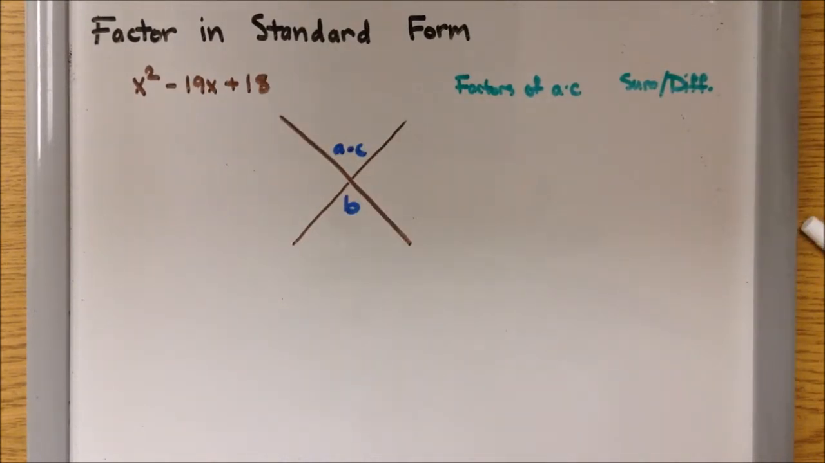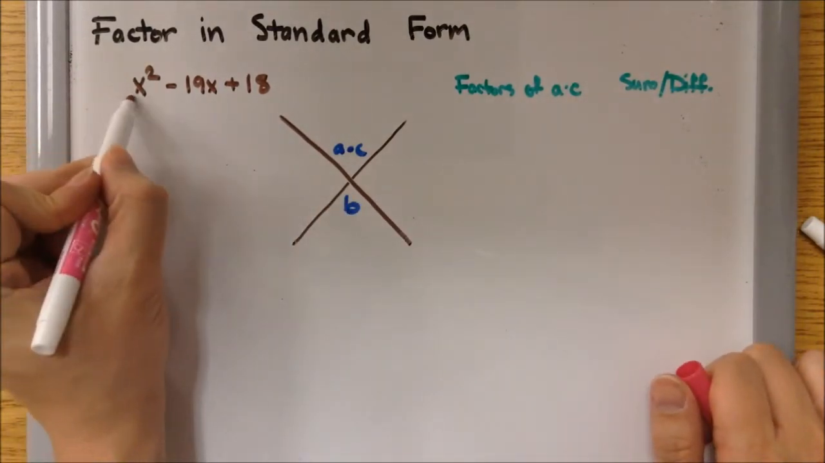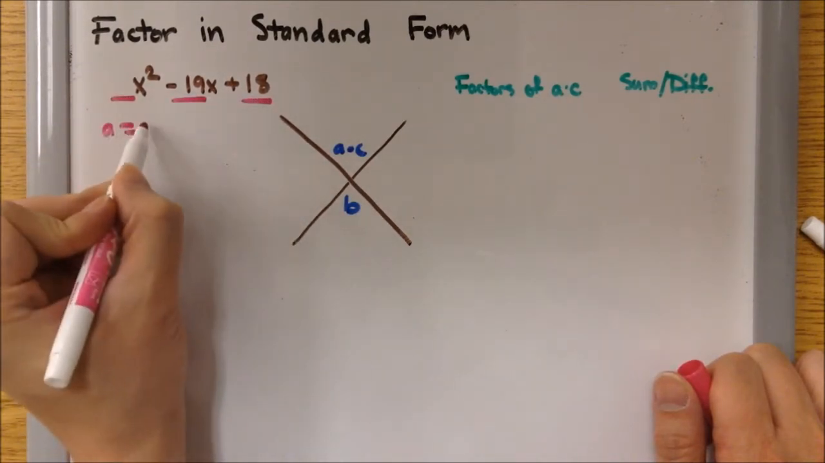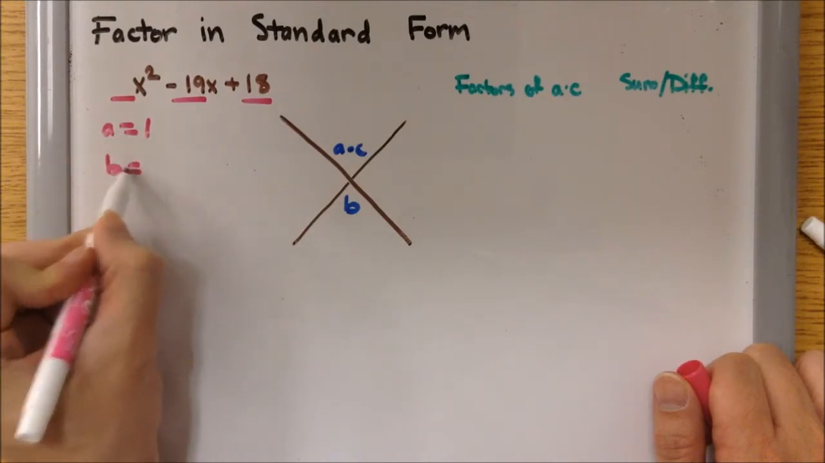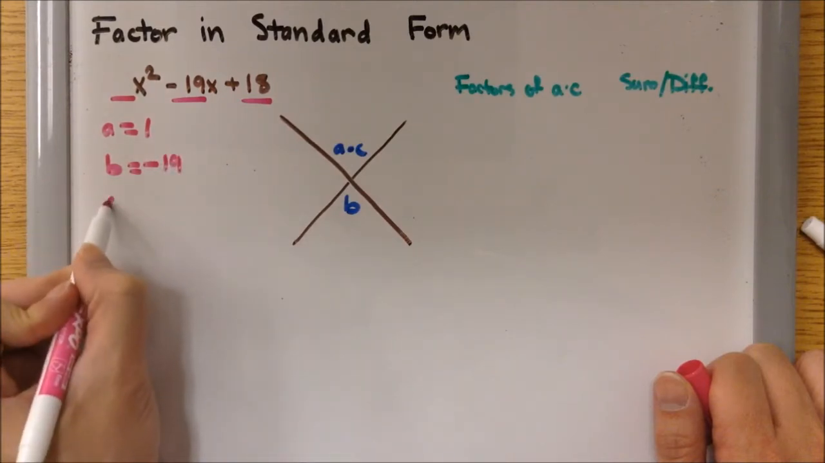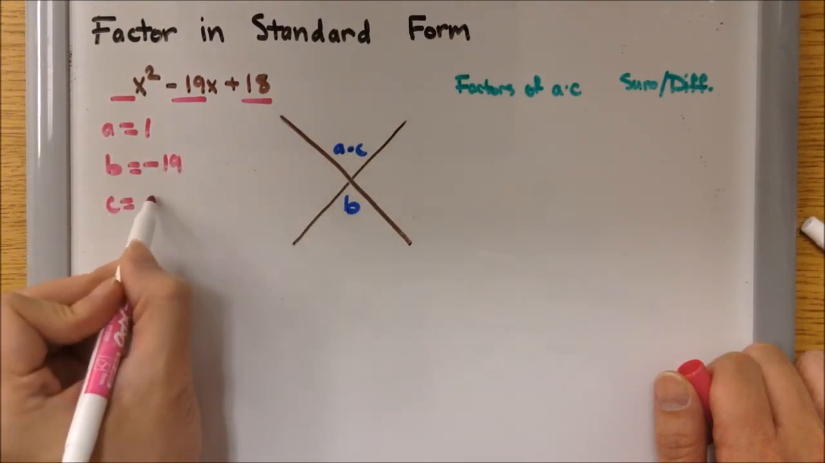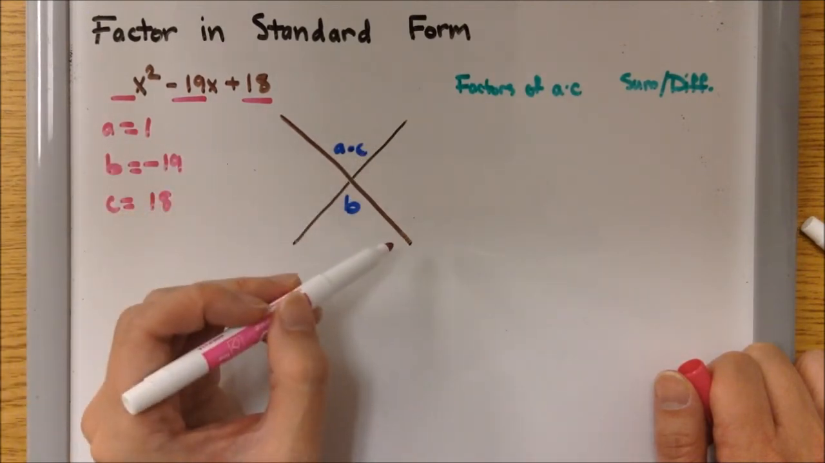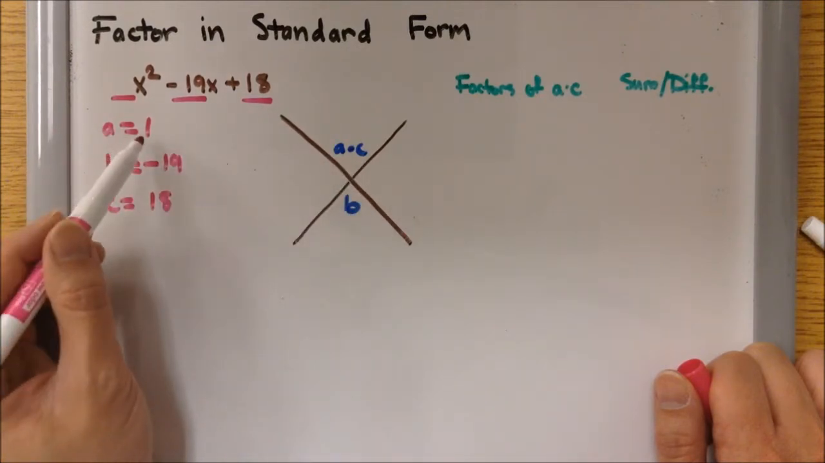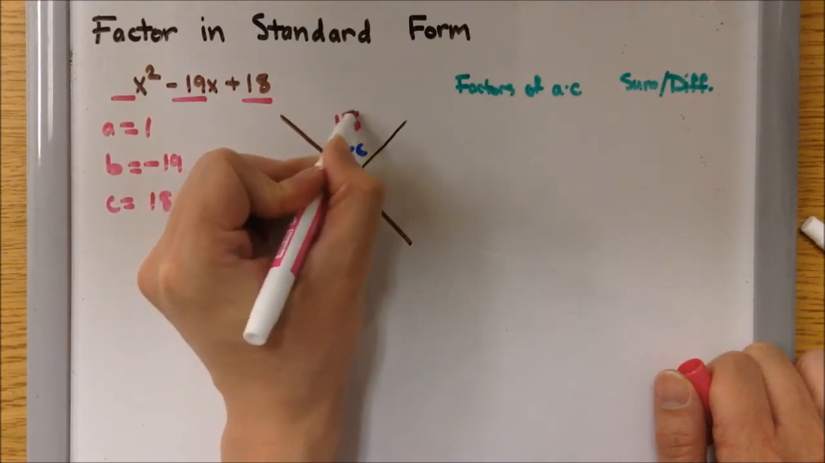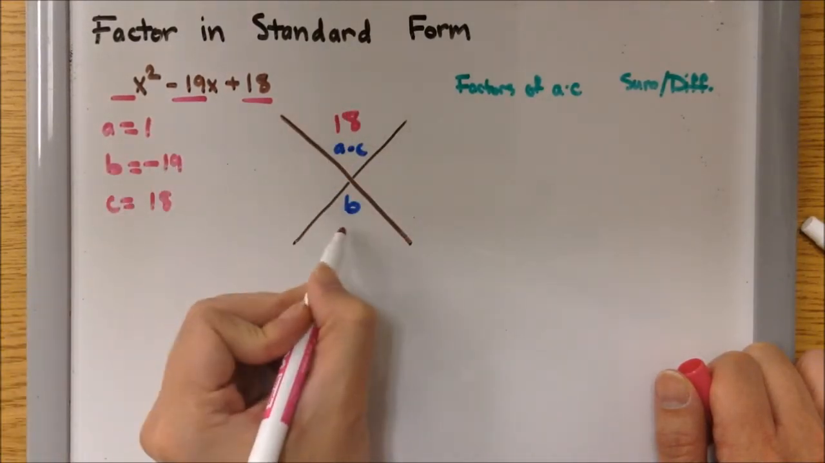In our third example, we have x squared minus 19x plus 18. So let me identify the ABC values. A is always the number in front of x squared, so invisible 1. B is in front of x, so minus 19, so negative 19 for B. C, plus 18, so positive 18. So for our x table, A times C, so positive 1 times positive 18 is positive 18, and our B value is negative 19.